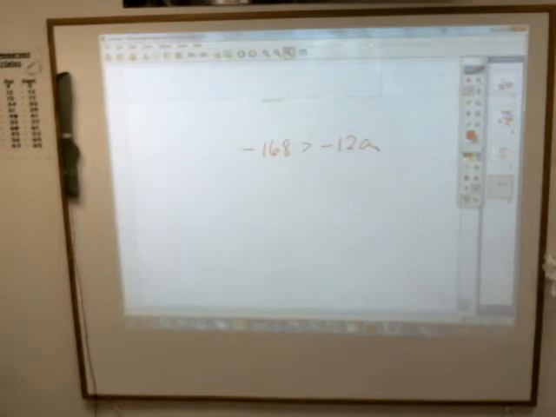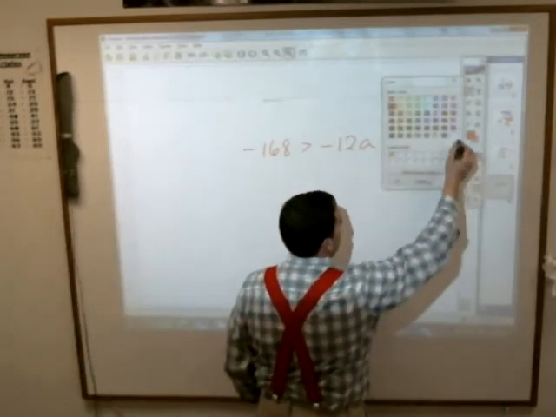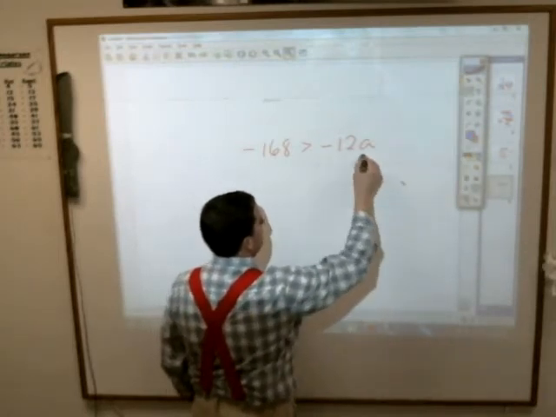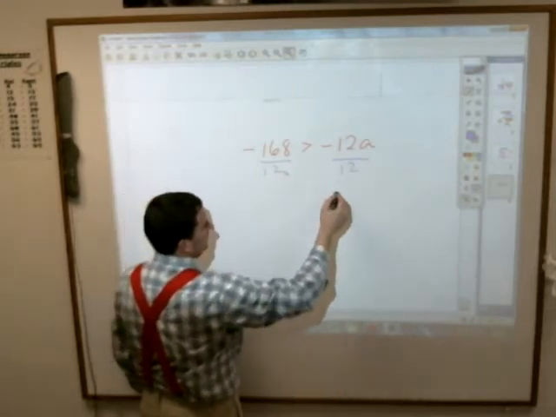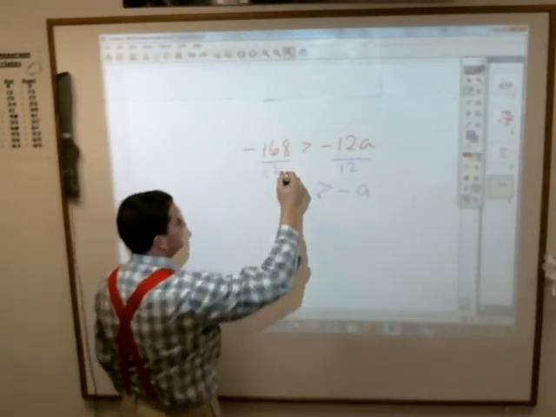Thoughts on this? Because again, there's two different ways you could do this, believe it or not. It's not so bad. I could divide by 12. Sure, let's do that. I divide by 12, and I divide by 12. So I end up with a negative A, and 12 goes into this 14 times, I believe.